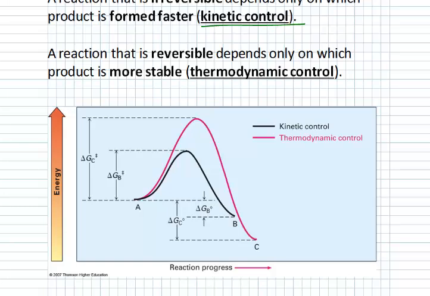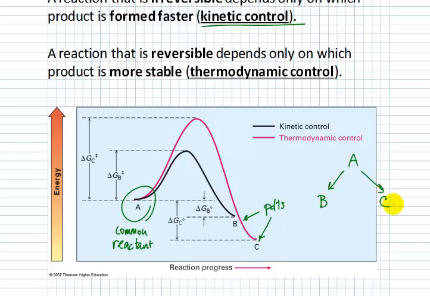So what we end up with is a reaction energy diagram that looks like this, starting with a common reactant, being able to form two possible products. The diagram the book used is A becoming either B or C. Right? Under kinetic control, if, say, we only have enough activation energy to just get over this barrier and not the higher barrier, then this faster reaction here is the one that'll be formed, regardless of product stability.